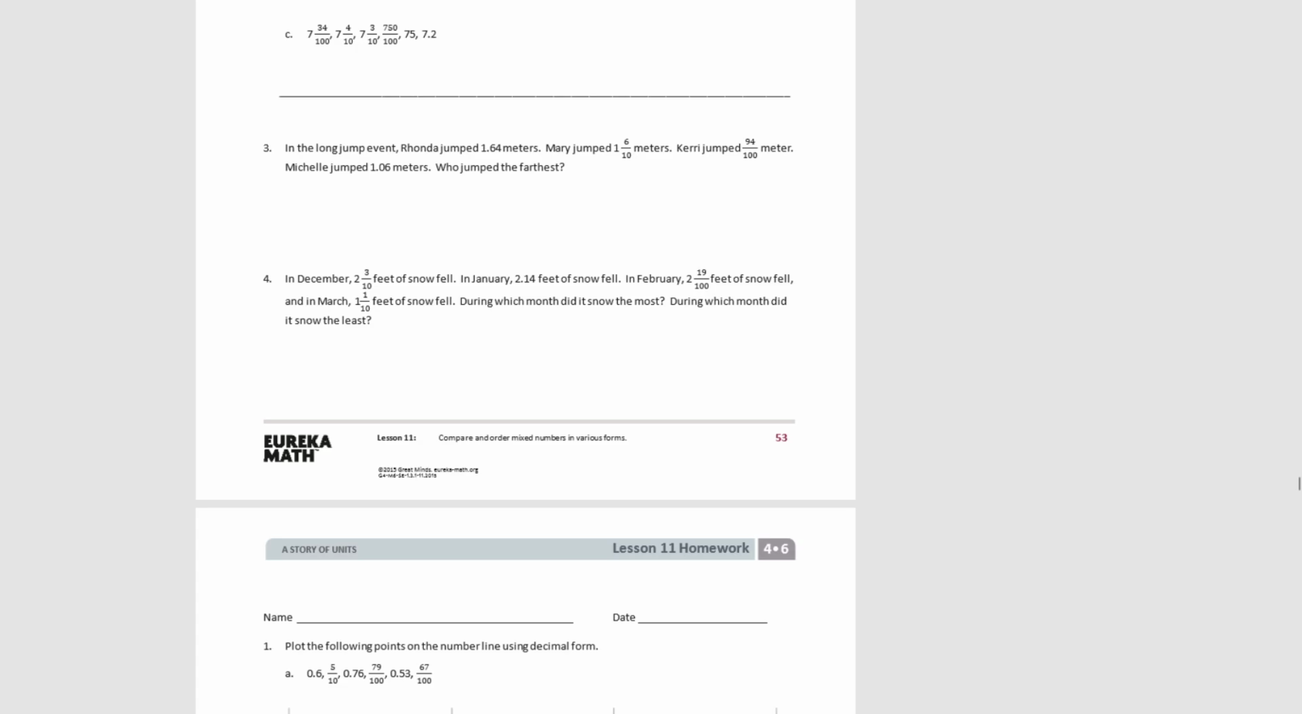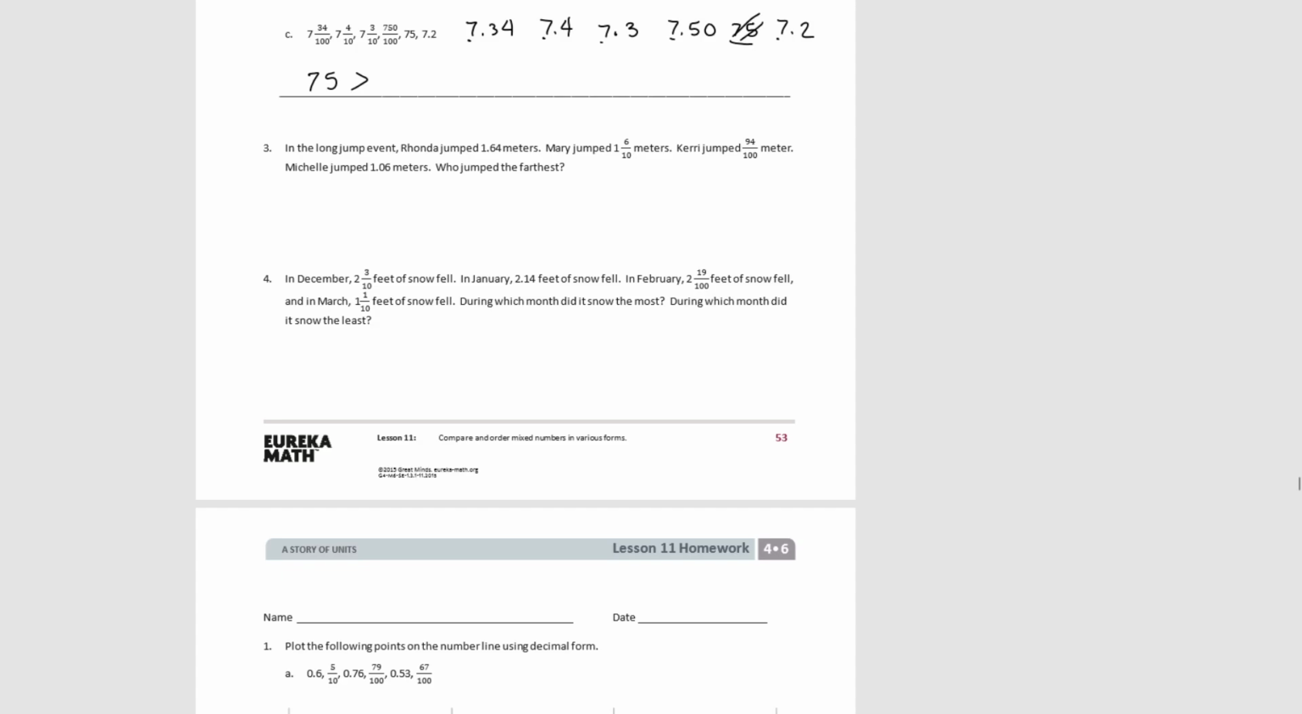Okay, for writing them in decimal form, we have 7 and 34 hundredths, 7 and 4 tenths, 7 and 3 tenths, 7 and 50 hundredths, 75, and 7 and 2 tenths. So again, looking at the whole number parts, we have a 7 and a 7 and a 7 and a 7 and a 75 and a 7. So obviously that 75 is going to come first. The rest of them all have 7s in the 1s place.